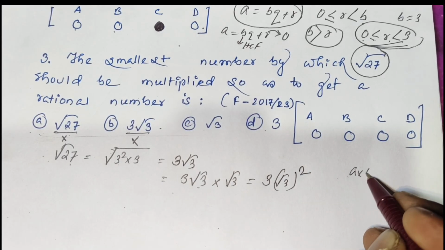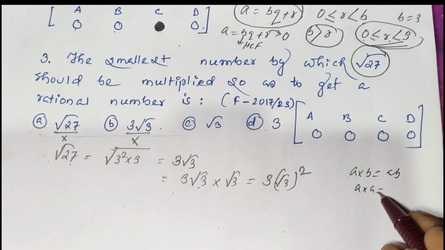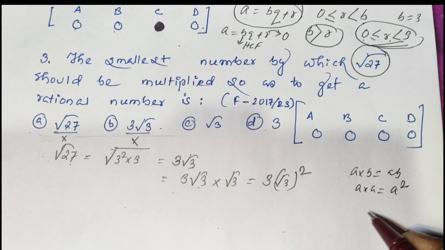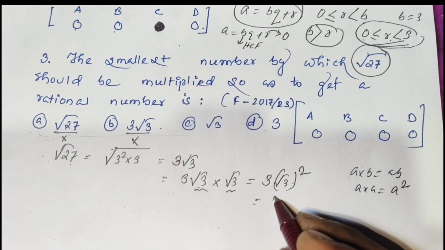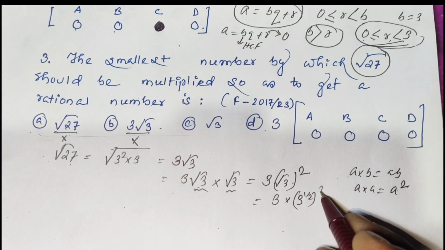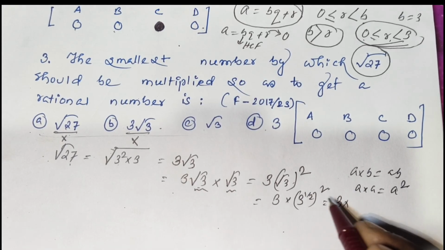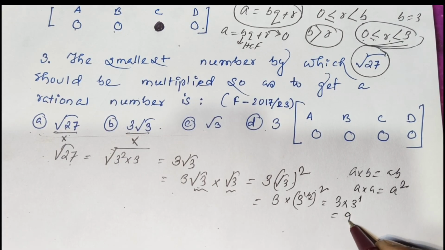Since a into b equal to ab, or a into a equal to a square. Yes or no? Similarly, the square root cancels: 3 under root, 3 to the power half into 2, 3 into e to the m into n, right? 3 to the power 1. Ultimately, 3 times 3 is 9.